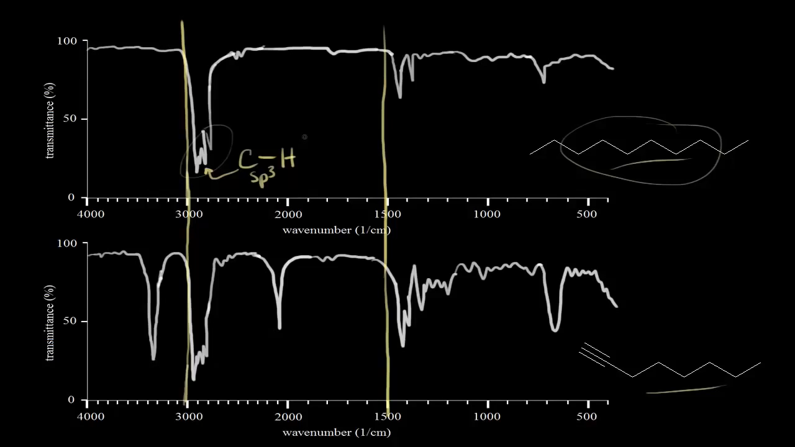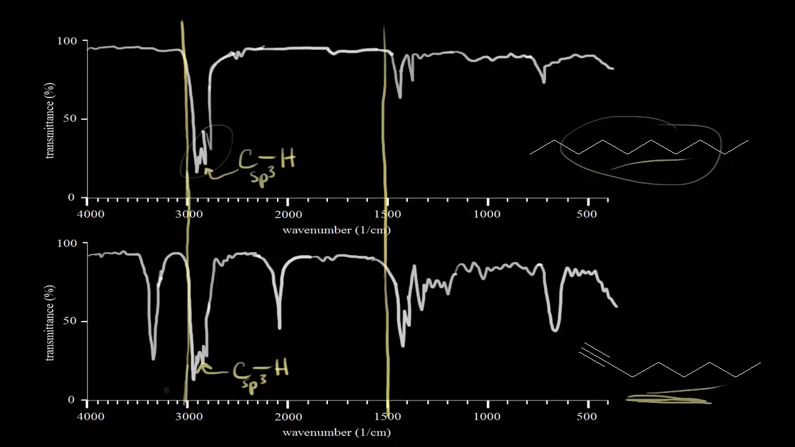When we move on to 1-octyne, so now we're looking at this one down here, we see that same kind of thing, because obviously we have carbon-hydrogen, sp3 hybridized, also in this molecule. So this isn't going to really help you too much when you're analyzing spectra, but it's useful to know what you're looking at, drawing a line at 3,000 and thinking about what that represents. Once you draw that line at 3,000, it allows you to see some differences.